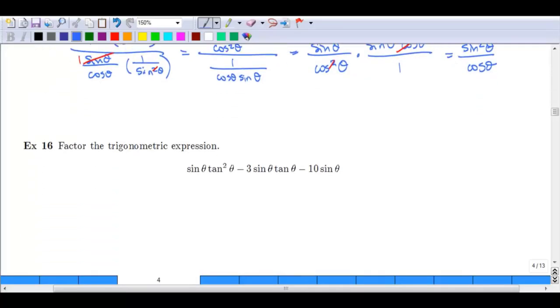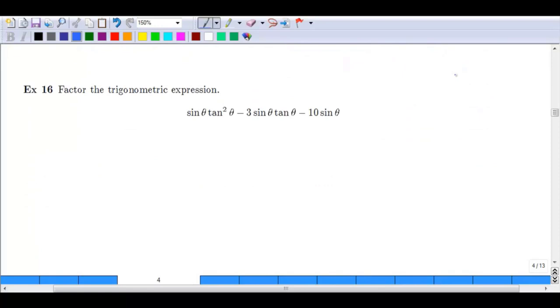We have one last example here, and that is to factor the trigonometric expression that is given. Again, like I said, sometimes we need to factor things. First thing you always want to look for, just like when we're dealing with regular algebra, is to find a common factor. In this case, all of these have a sine, so we're going to factor out that common sine theta, and we're left with a tangent squared of theta minus 3 times the tangent of theta and minus 10 when we factor out that sine theta.